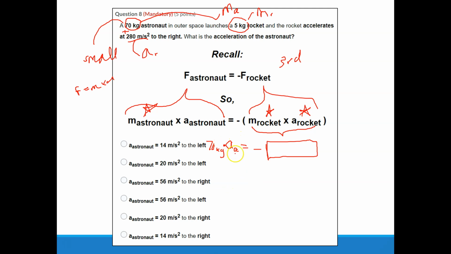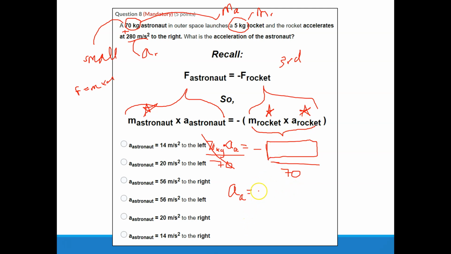Now, in order to get the acceleration of the astronaut by itself, we need to do the opposite of what's next to it. Currently it's being multiplied by 70, so instead we're going to divide by 70, and that'll get rid of this. But whatever we do to one side, we also need to do to the other side. So on the other side, I'm also going to divide by 70, and that's going to give me my final answer. So the acceleration of the astronaut equals negative whatever this answer is divided by 70.